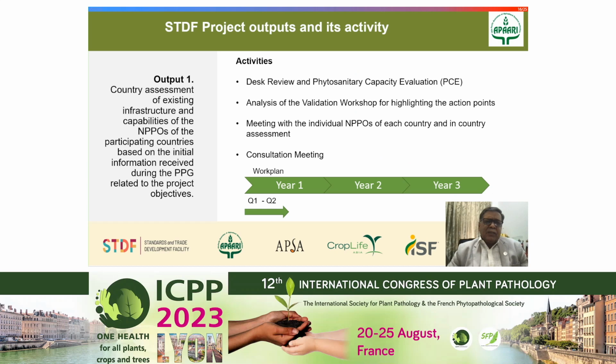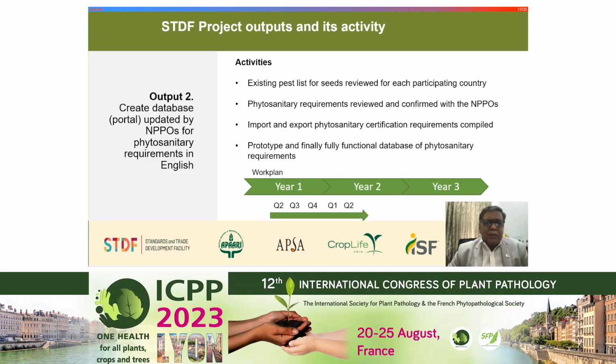So, as I mentioned, the project has outputs and its activities. The output one, as I just mentioned, which was pertaining to country assessment of the gaps, has been achieved, so I'm not going to dwell much upon this. Then output 2, yes, we are working on it, and we aim to have a prototype of the whole system to develop a portal and a fully functional database of phytosanitary requirements, and the database will be pertaining to the seed transmitted pests in the list of the pests of the NPPOs.